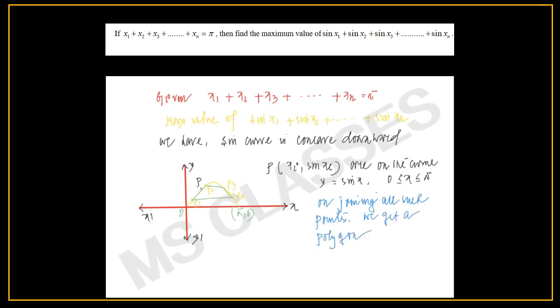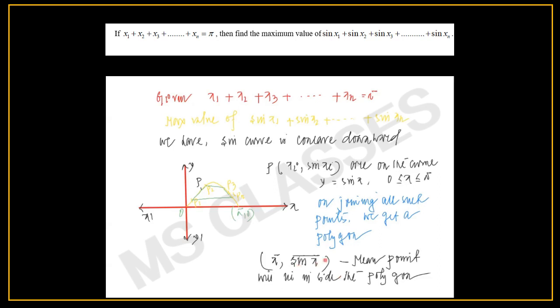Now, once we understand that there is a polygon, what we can say is that the point with coordinates x bar and the mean of the sines, what is it? We can take this as the mean point, and it will definitely lie inside this polygon. Very simple thing. This whole point will lie inside the polygon.